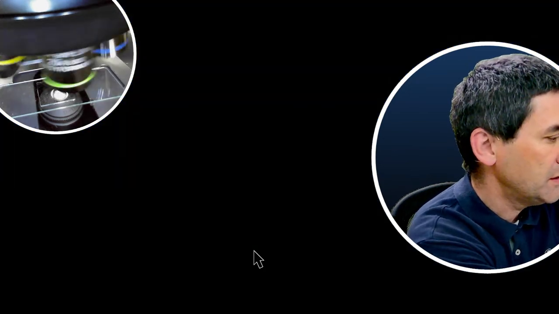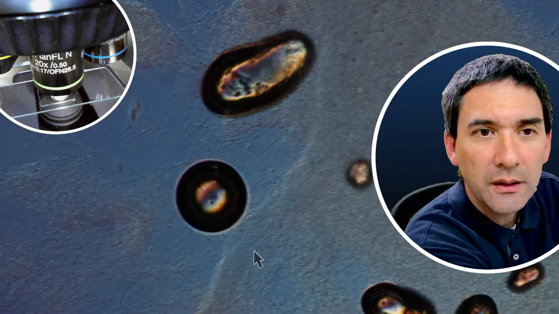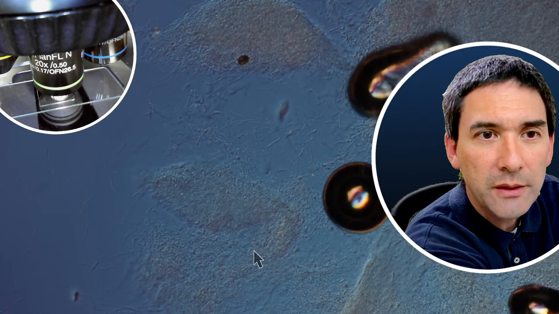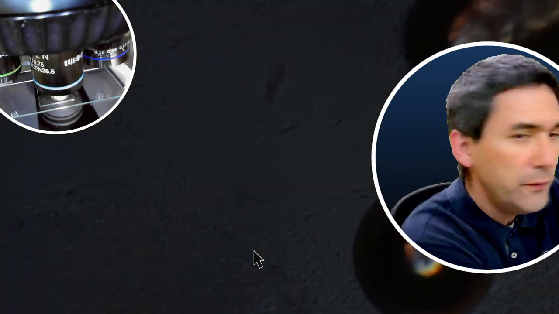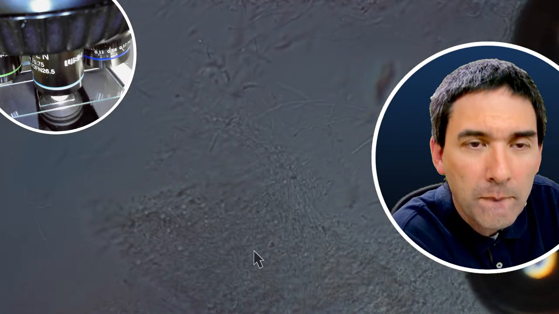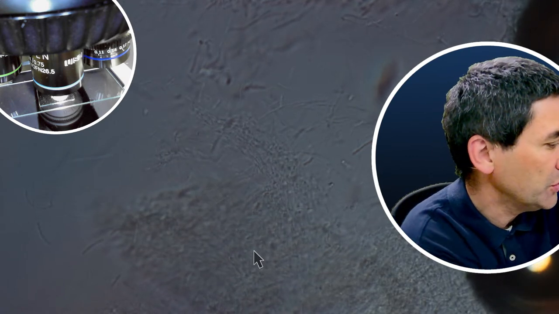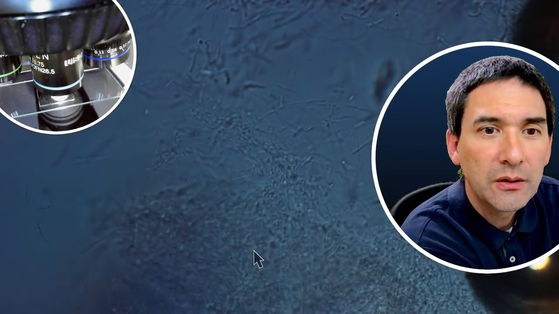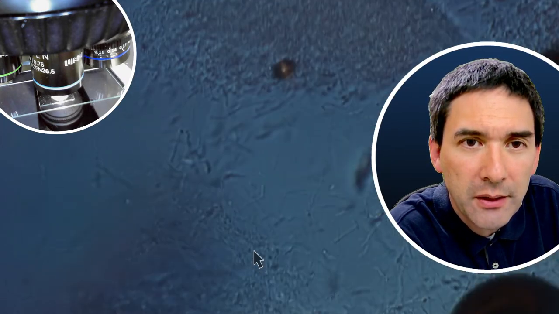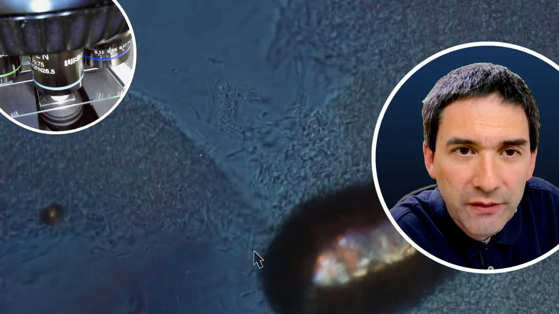Is this the fungus? Okay. This could be the fungus. You see the hyphae, but the contrast is not very good. Yeah, I think this here is the fungus that I prepared last time, but which I did not separate very well.